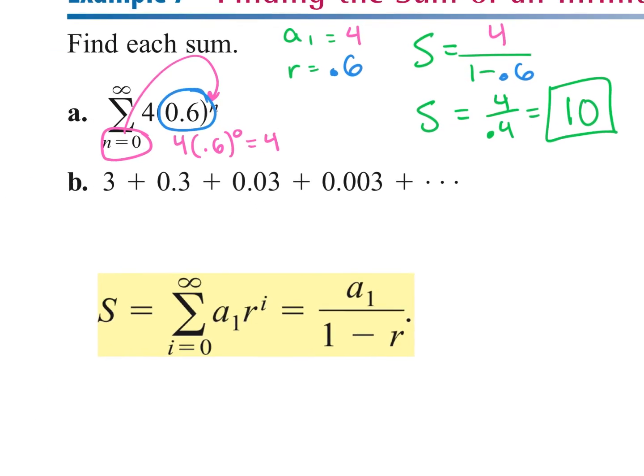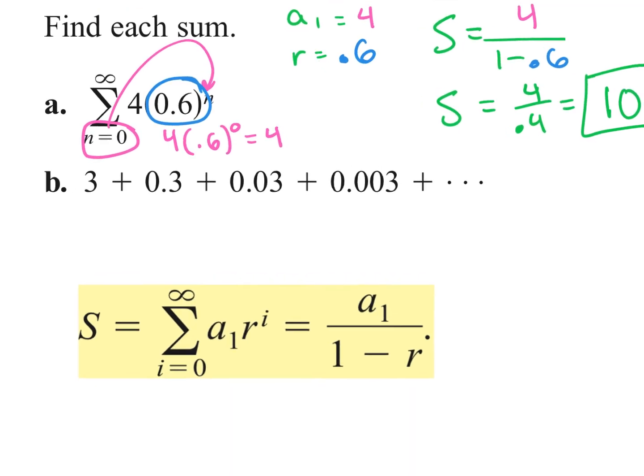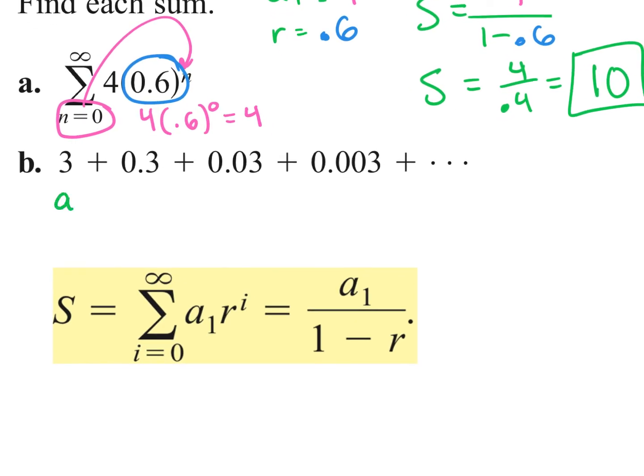All right, last one is B here. Again, we have to find a sub 1 and our ratio. So what is our first term? 3. What's our ratio? We can always figure out what our ratio is by dividing the second number by the first one. So what do we get when we divide 0.3 divided by 3? 0.1. So our ratio is 0.1. We multiply by 0.1 each time to get from one number to the next.